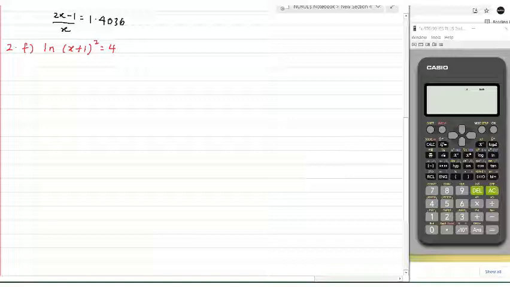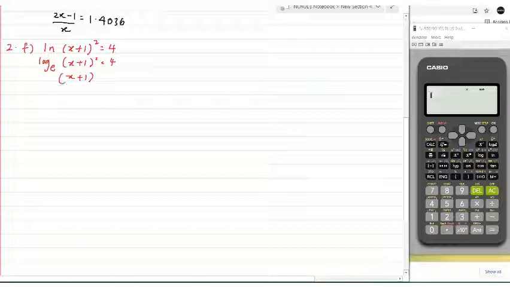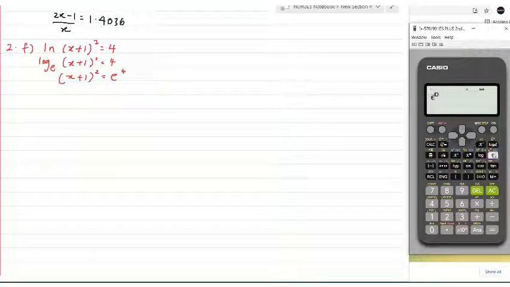So now we have ln base e, log base e, x plus 1 square is equal to 4. So that x plus 1 square equal to e4. Okay, what is e4? E4 is like this. This one. Okay, e4 equal to, okay, 54.59. Okay, and we solve for this one first.